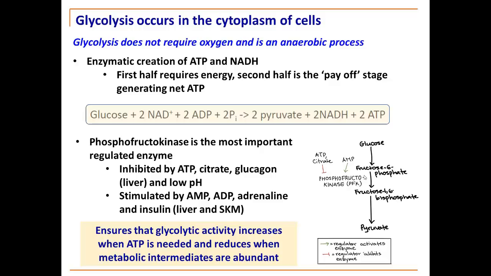So all in all, this entire process is ensuring that the glycolytic activity, the activity of glycolysis, increases when ATP is needed and reduces when all the intermediates are abundant. So in other words, we're able to produce lots and lots of ATP.